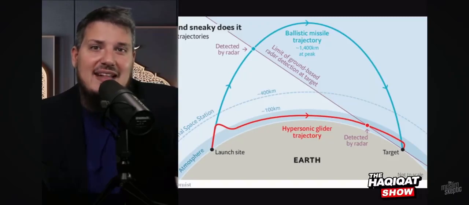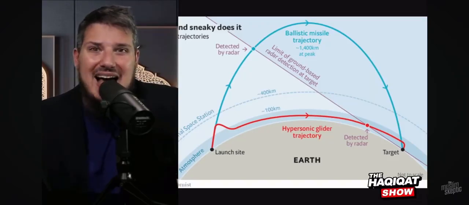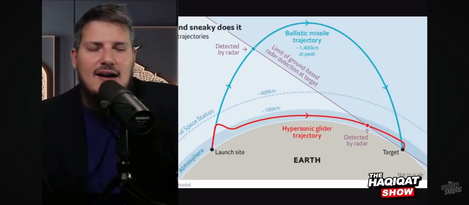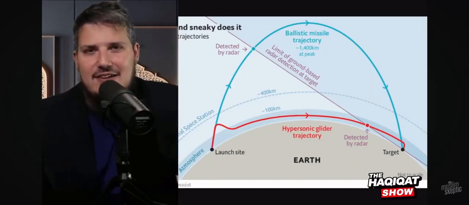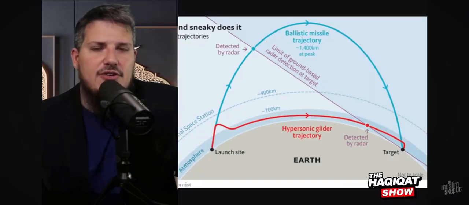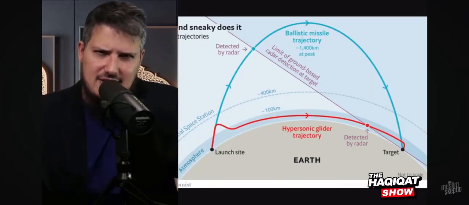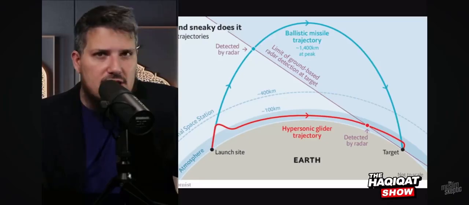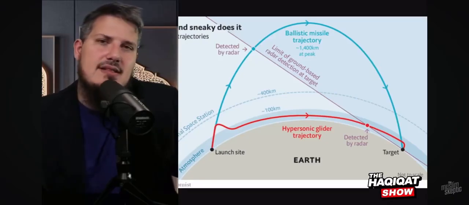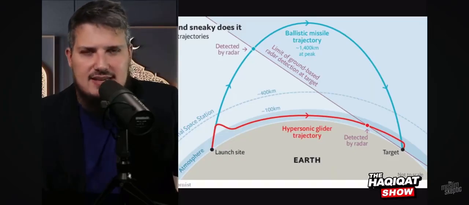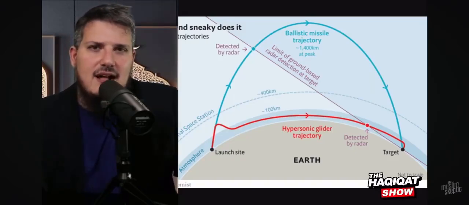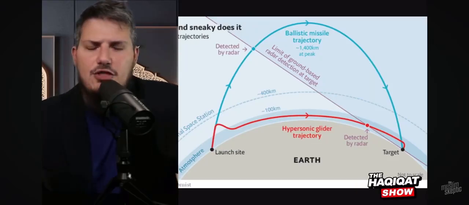So you can't intercept these highly maneuverable hypersonic missiles because of the glider trajectory. That's the difference. That's why the Iron Dome is useless. That's why the THAAD systems that the US military has are useless against this specific technology. And this is why China and Russia developed this technology. They developed it specifically to avoid the US defenses.